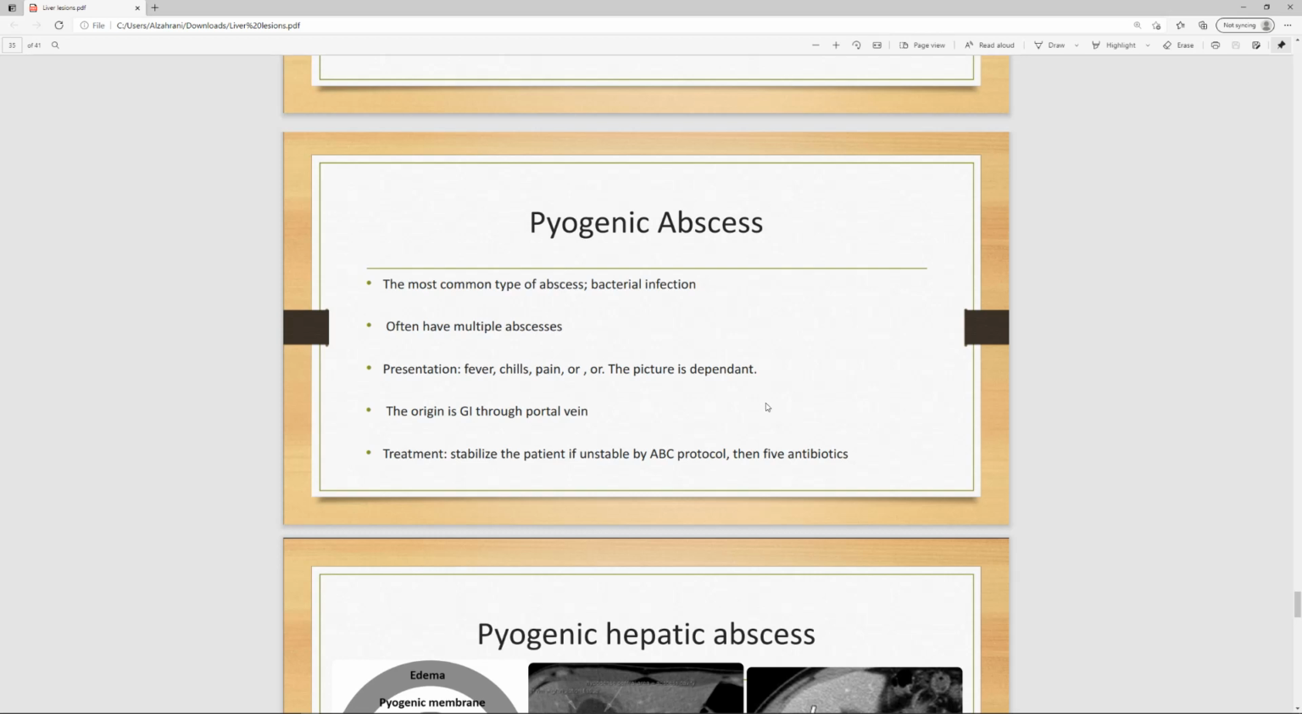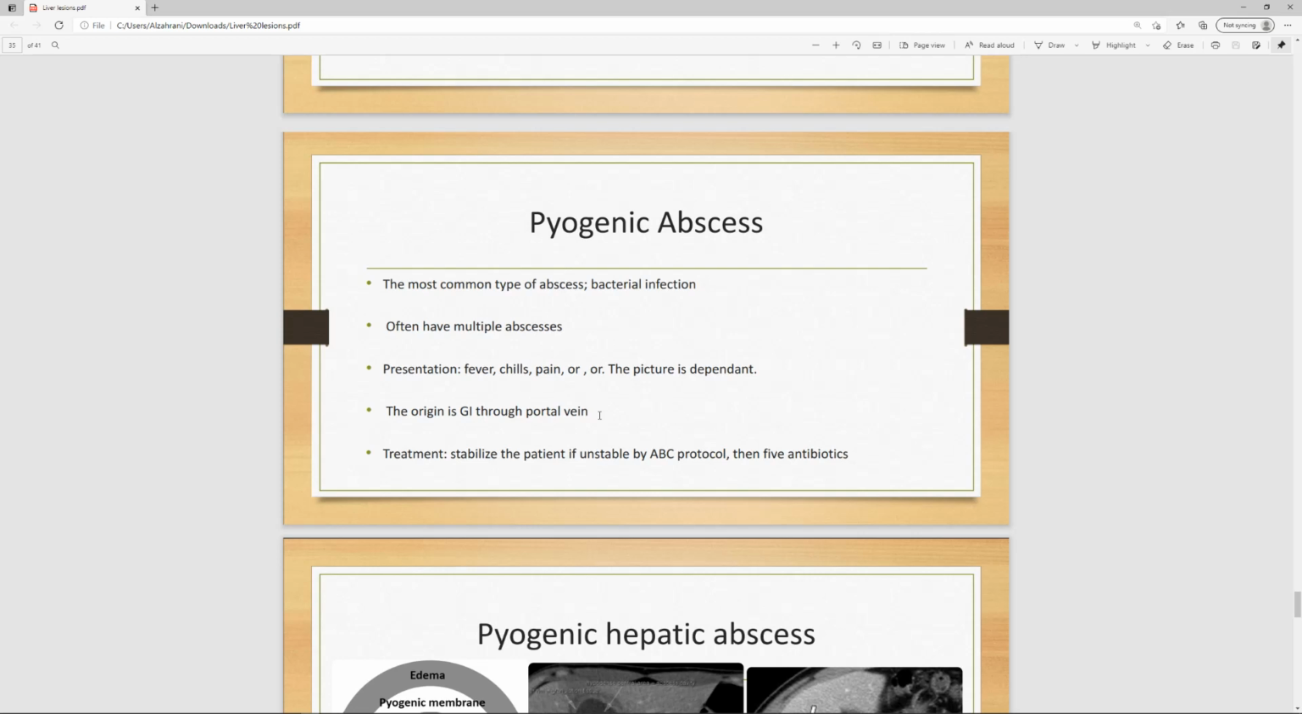The origin is the portal vein. You know the portal vein or the GI tract, all the blood vessels eventually will drain into the portal vein, so any GI cancer or any GI infection must pass through the liver. So the liver is most commonly affected by the GI system.